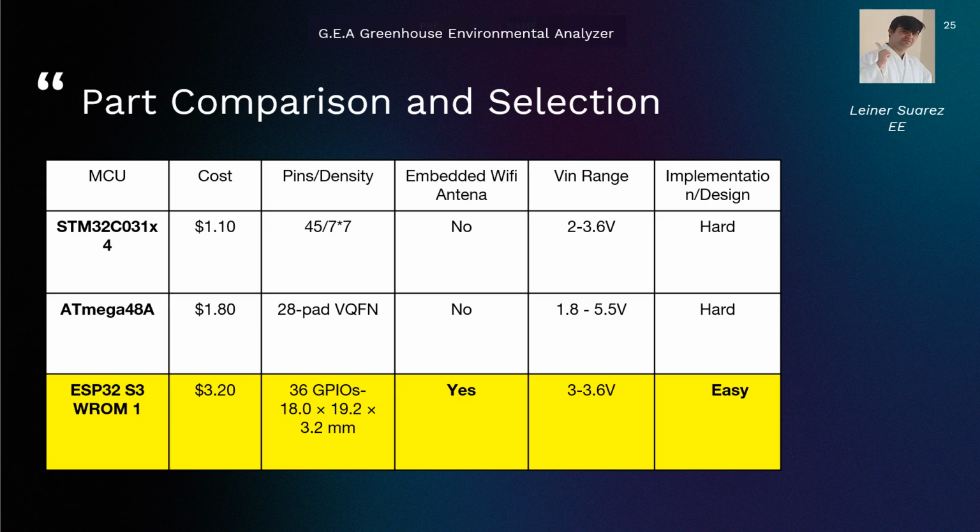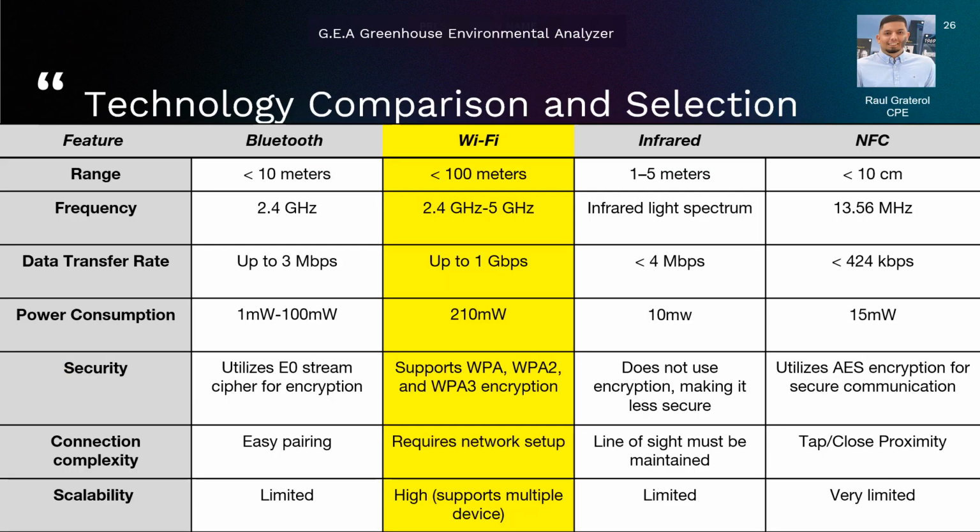One of the main reasons we chose it is also implementation. It's really easy since we have a lot of references everywhere about the ESP32. The reason we selected Wi-Fi as a way of communicating is because we found a better range, a better frequency, data transfer rate, security, and also it supported many devices at the same time. The only drawbacks that we found were that power consumption could be high and connection complexity could take longer as it requires network setup.